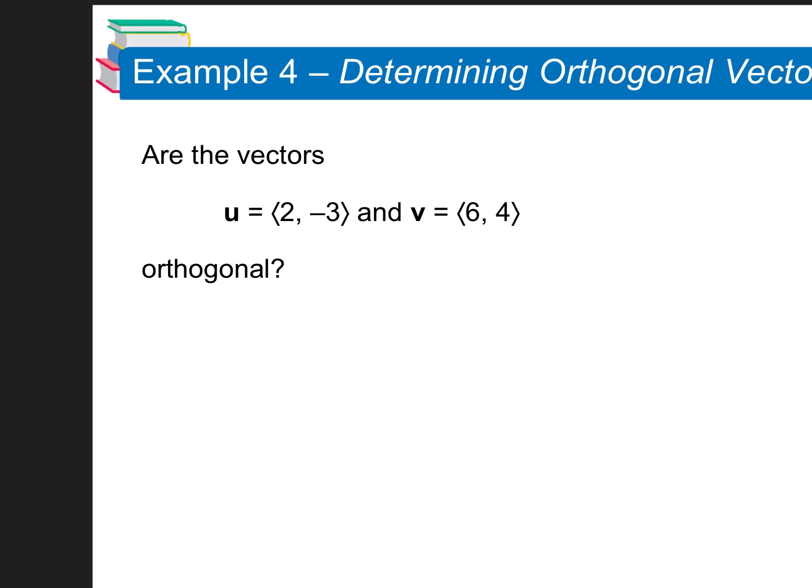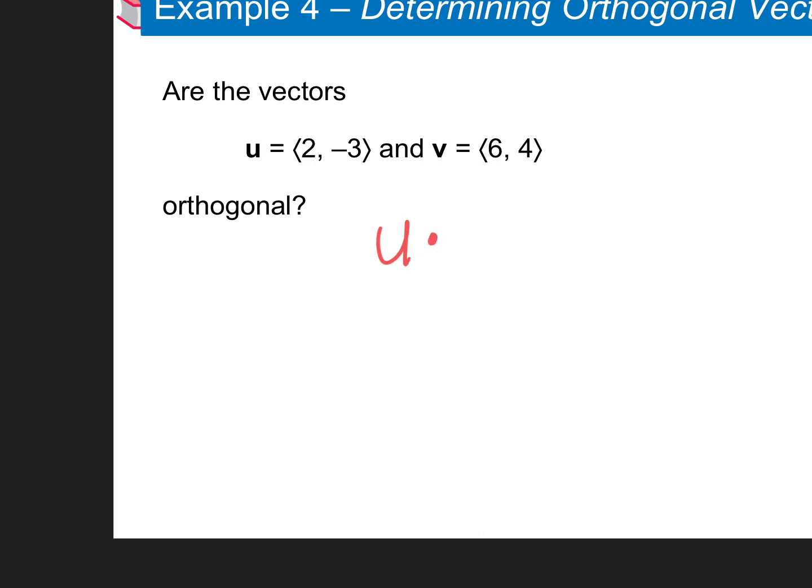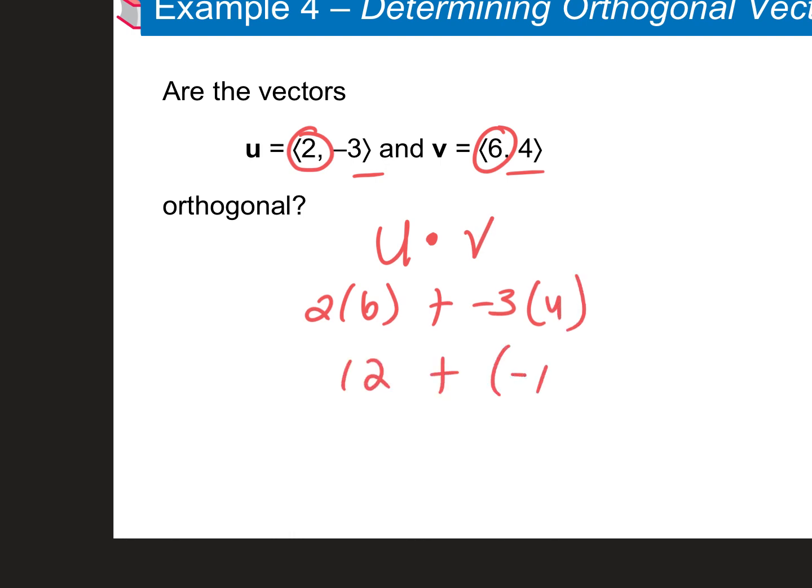This is a super simple question. It says, are these orthogonal? How do you find out if they're orthogonal or not? You find the dot product. So first times first, 2 times 6, plus second times second, -3 times 4. What's 2 times 6? Plus -12. What is my answer? 0. What is the answer to this question?